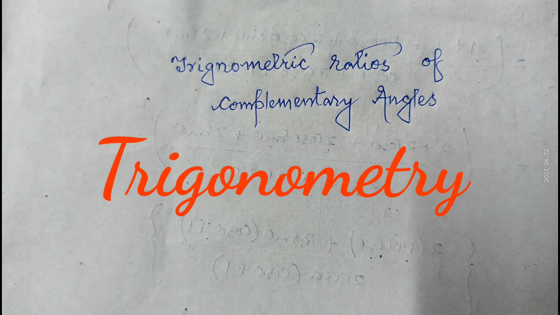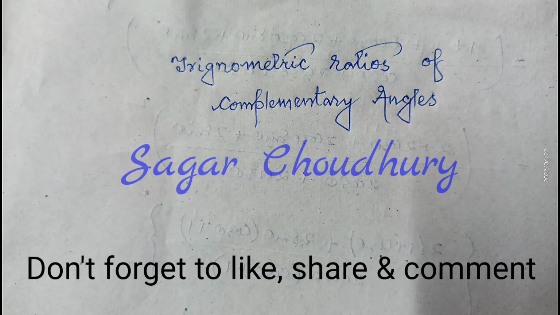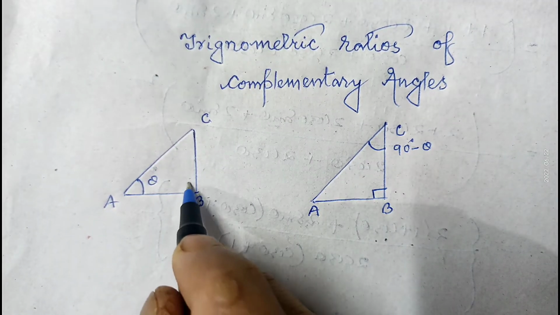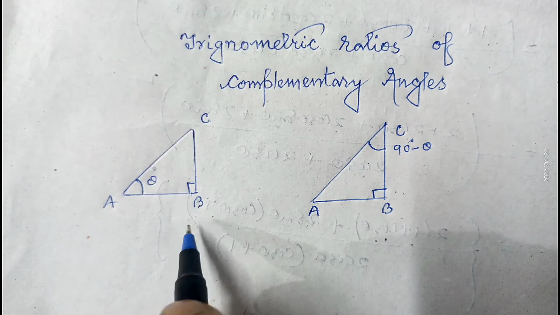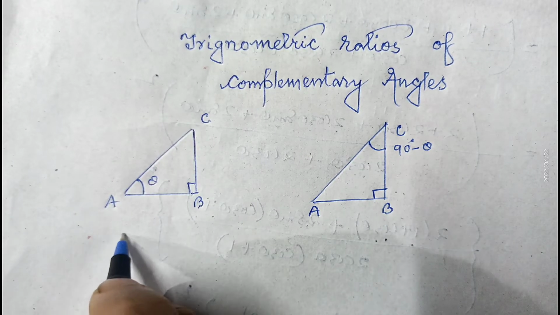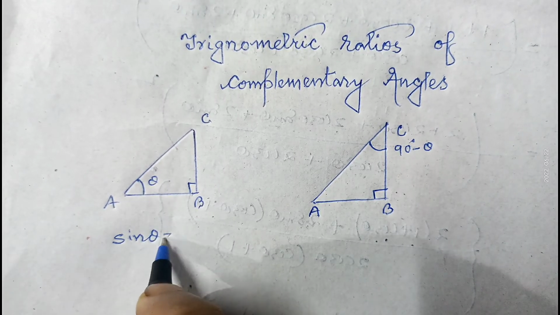Students, in the last video I discussed trigonometric ratios of some standard angles, and in this video I am going to discuss trigonometric ratios of complementary angles. Suppose ABC is a right angle triangle, right angled at B, so this angle is 90 degrees, and suppose this angle is theta. So in this triangle, sine theta, we know, is the ratio of perpendicular and hypotenuse.